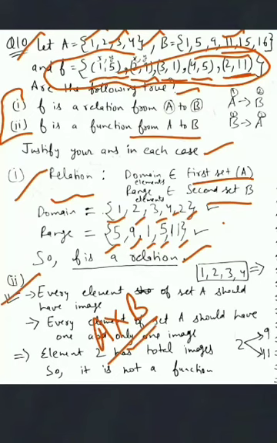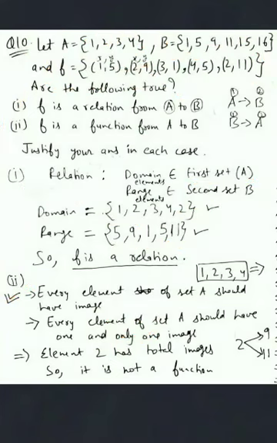We know that according to the definition of the function, every element from set A makes a unique image with set B. Now see the function. Every element of set A should have an image. So see, 1, 2, 3, 4 are making images here.